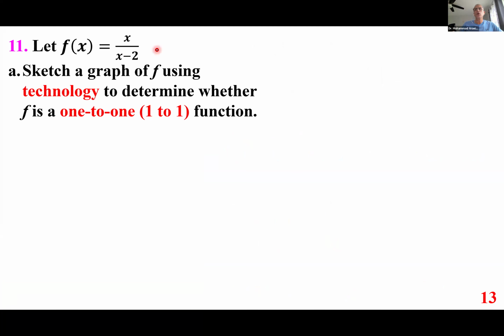Let f of x equal x over x minus 2, and we want to sketch a graph of f using technology to determine whether it's a one-to-one function. Class, bear in mind, by now we've done some examples. The assumption is you can do it by hand, okay? So to speed up the process, you can use the technology.